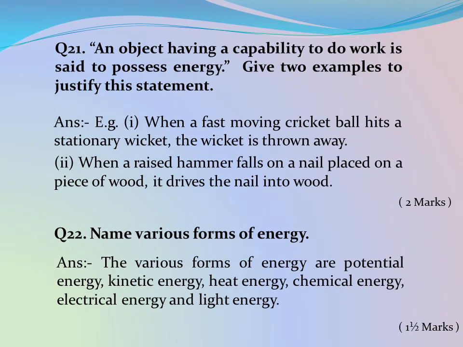Question number 21. An object having a capability to do work is said to possess energy. Give 2 examples to justify this statement. Answer. Example 1. When a fast moving cricket ball hits a stationary wicket, the wicket is thrown away. 2. When a raised hammer falls on a nail placed on a piece of wood, it drives the nail into wood.